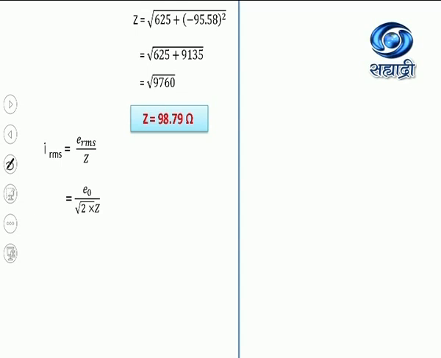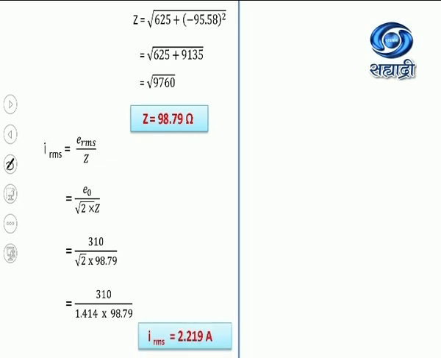Now the RMS value of the current is the RMS value of the EMF upon impedance, that is Z. Now what is ERMS? ERMS is E naught upon root 2, and in the denominator is Z. So that is E naught upon root 2 into Z. E naught is 310 divided by root 2, Z is equal to 98.79. So 310 divided by 1.414 into 98.79. So with this we get the RMS value of the current as 2.219 ampere.